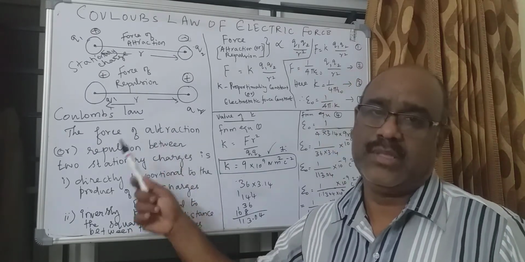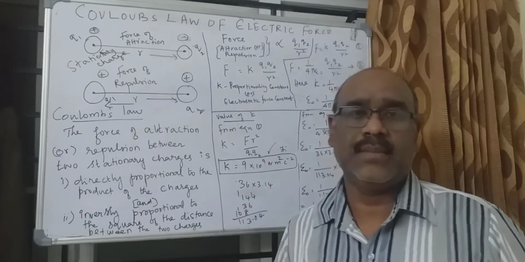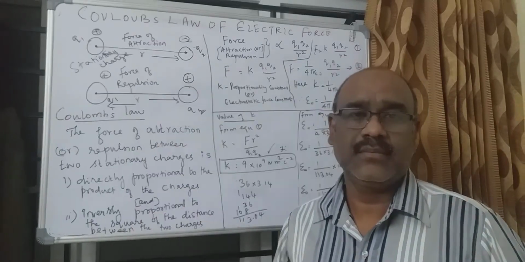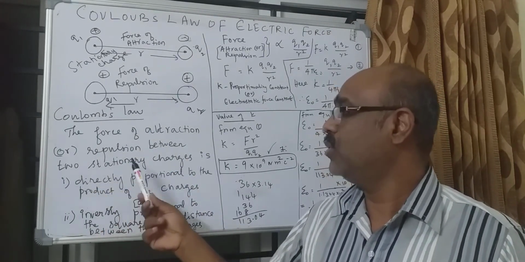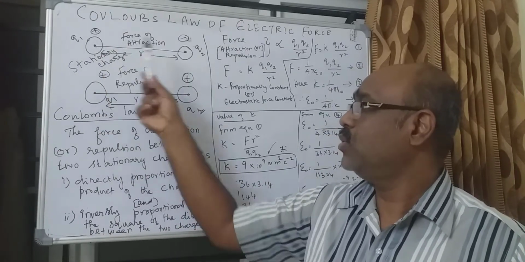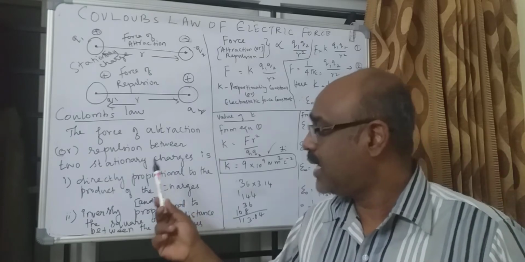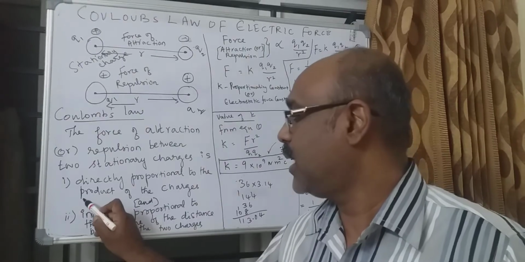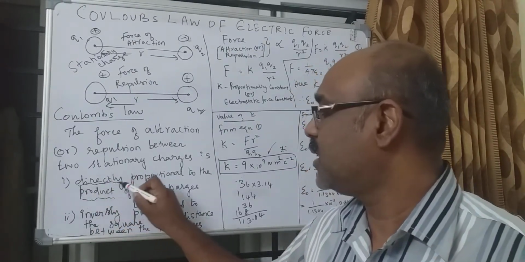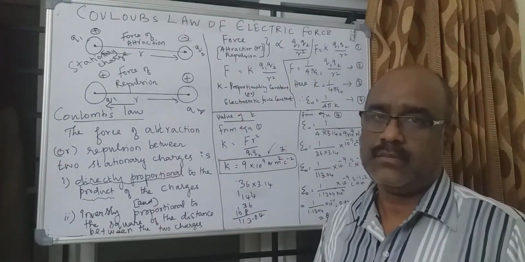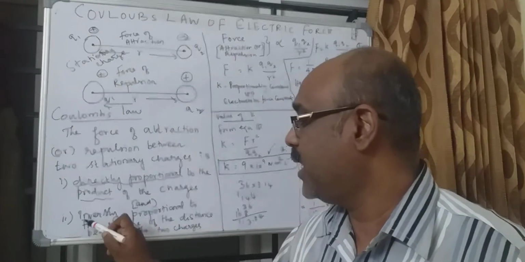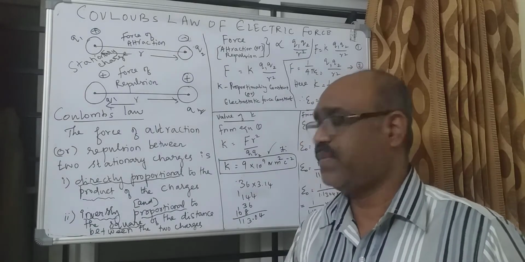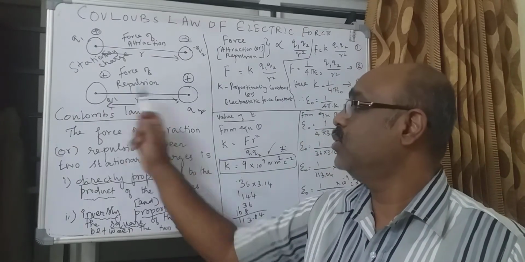Now how to define Coulomb's law? Coulomb's law states that the force of attraction or the force of repulsion between two stationary charges is directly proportional to the product of the charges, and inversely proportional to the square of the distance between the two charges.